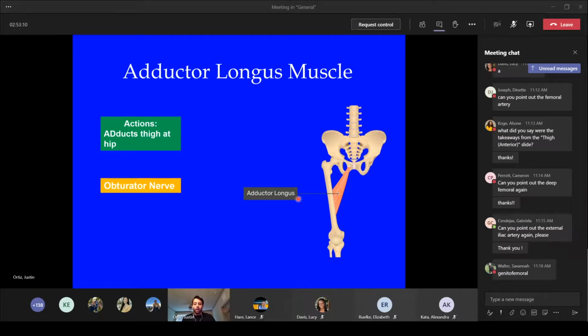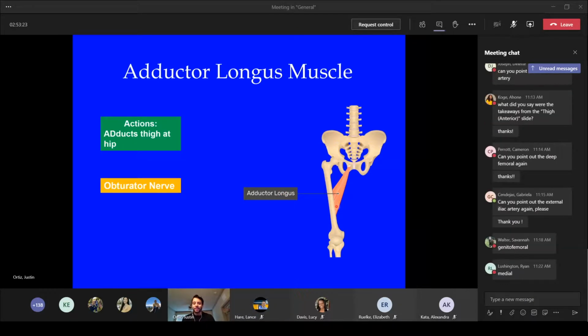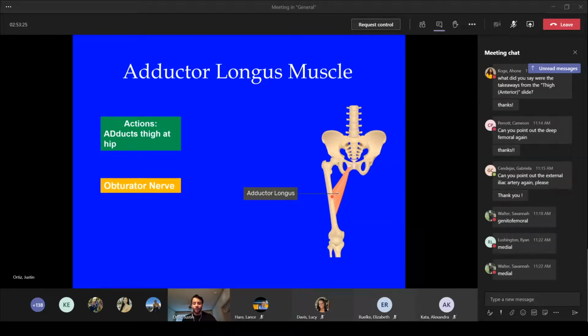Does anybody remember what portion of the femoral triangle this is a part of? Is it the medial, the lateral, or the superior border? Yeah. Medial. Yes. So the adductor longus is going to be the medial portion of the femoral triangle, right? So that's important to note here as well.